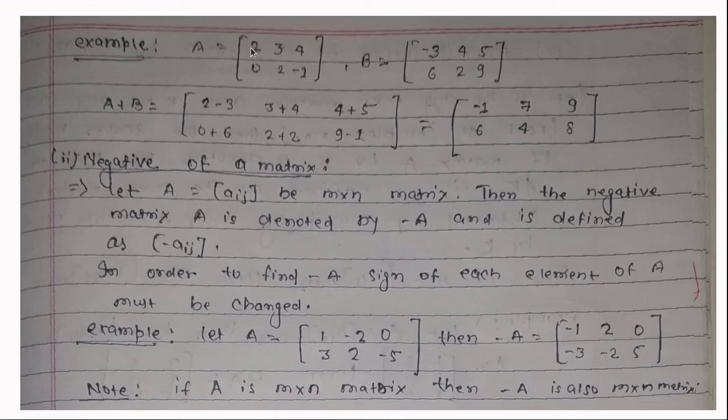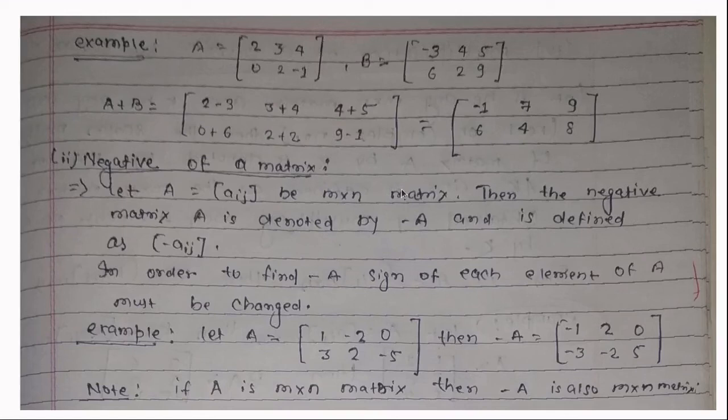Here is the first row, first column of matrix A. Now perform addition: 2 plus minus 3, that is 2 minus 3. Similarly, 3 plus 4, the first row, second column of A and the first row, second column of matrix B. Addition is performed in this way, and we get the result A plus B as a 2 cross 3 matrix.